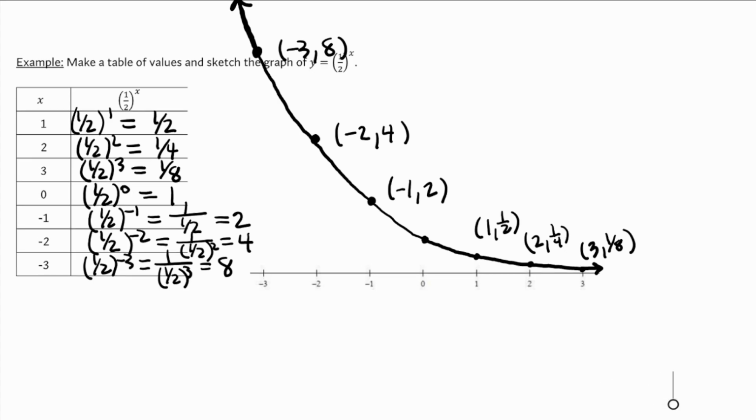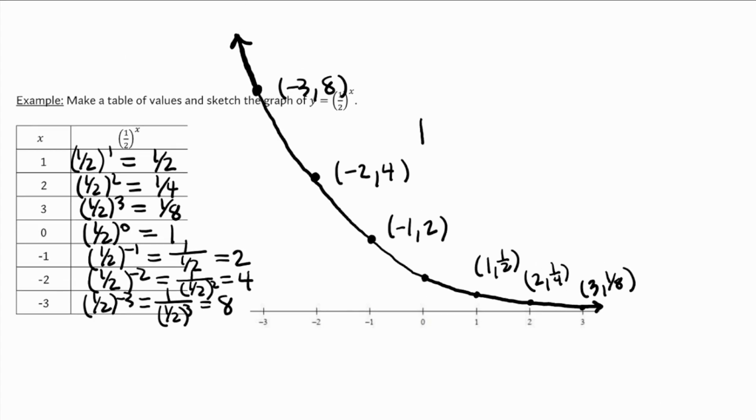I'm going to bring in a y-axis, come down through here. I'll label that y-intercept in a second. The y-intercept was when x is 0, y is equal to 1, and so there I've got myself the graph of y equals 1/2 to the x.